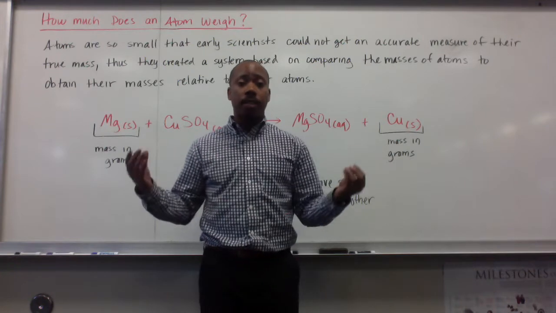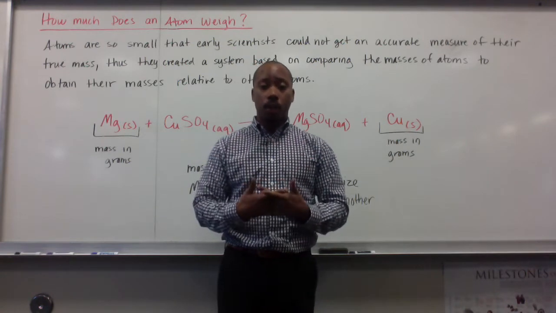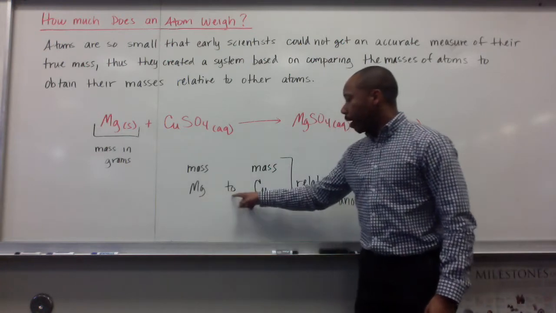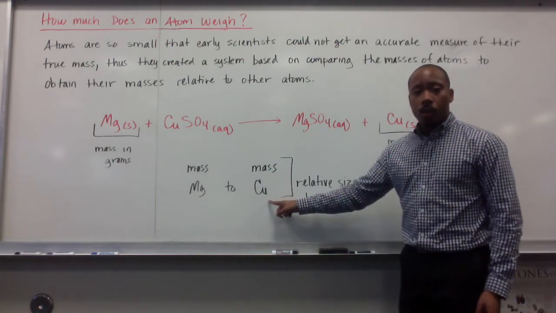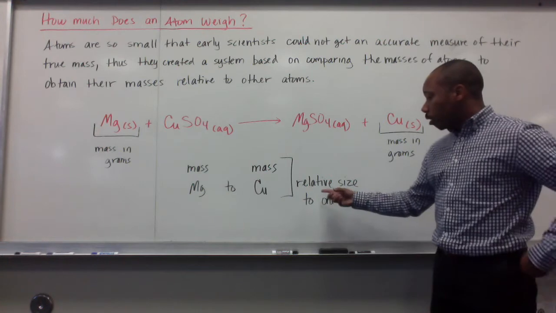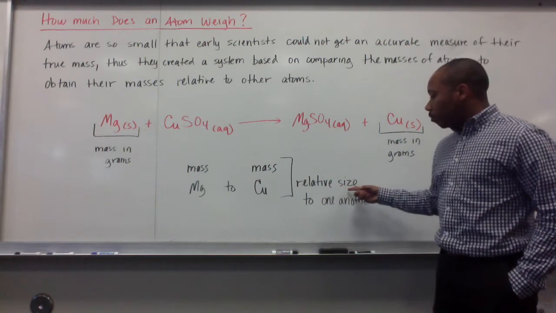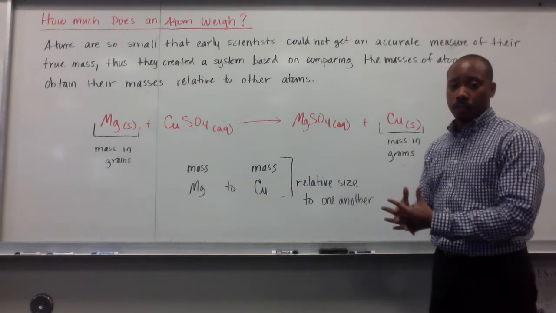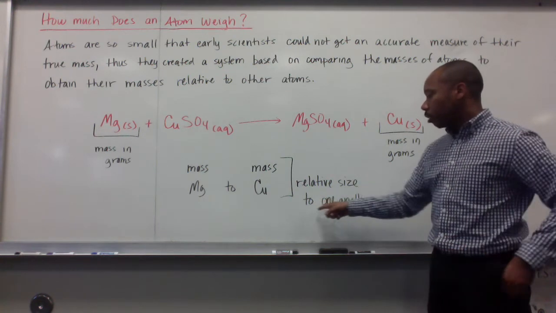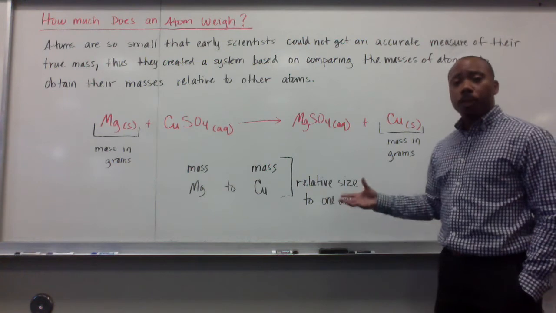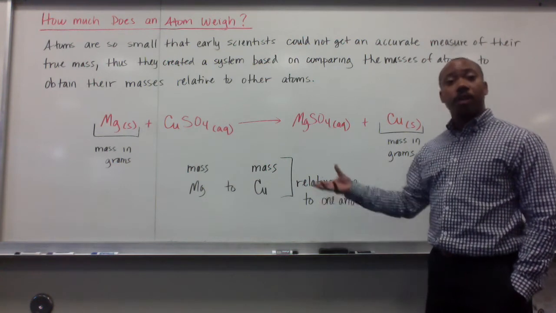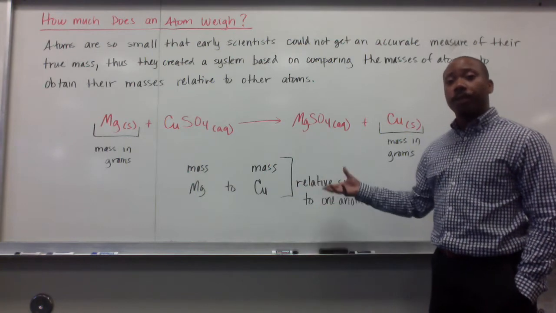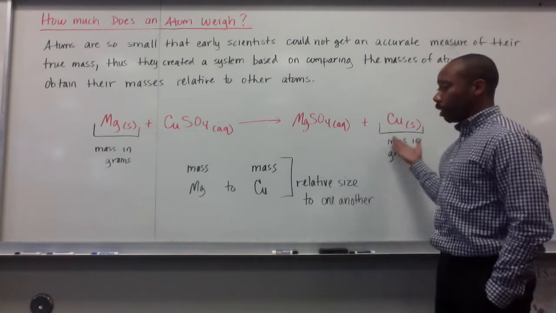We're going to compare them just as scientists did back in the early 1800s. We'll take the mass of magnesium, compare it to the mass of copper. What we'll figure out is how the masses are relative to each other as far as their sizes are concerned. We'll figure out the relative size to one another. How much bigger is copper than magnesium? Or how much bigger is magnesium than copper? We can figure that out through this chemical relationship here.